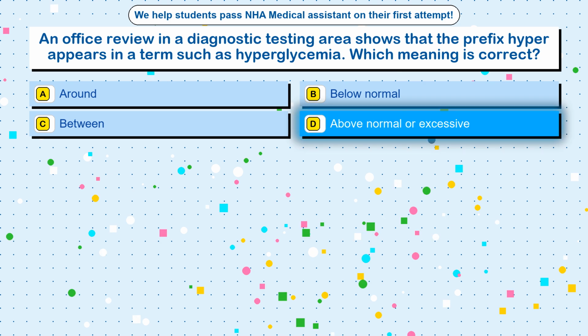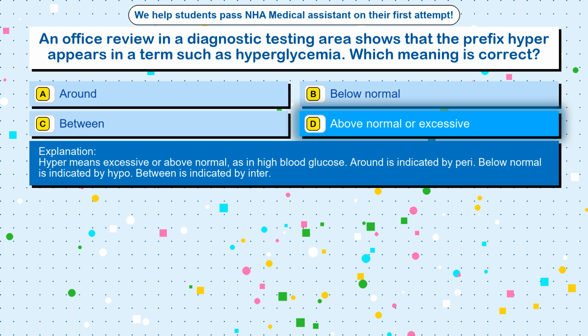Above normal or excessive. Hyper means excessive or above normal, as in high blood glucose. Around is indicated by peri. Below normal is indicated by hypo. Between is indicated by inter.